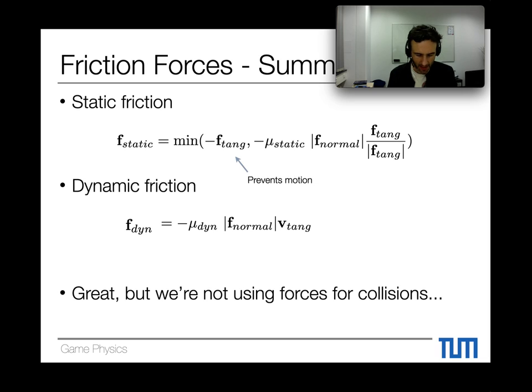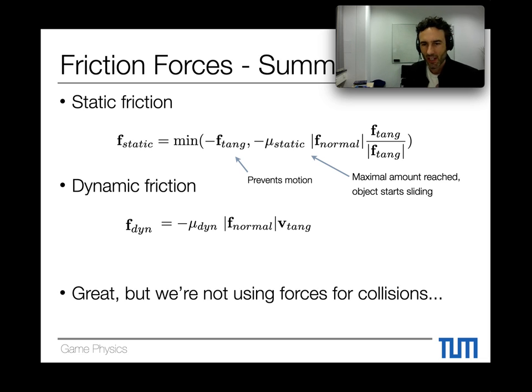Right, and the first part, as I have it on the slides, basically prevents motion, and then if I have this maximum as determined by mu static, then the object will start sliding. All right, so like mentioned before, this is the correct viewpoint. However, we don't have forces. So what do we do instead?